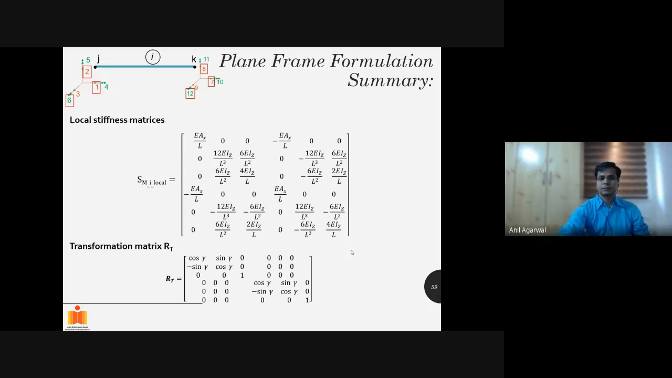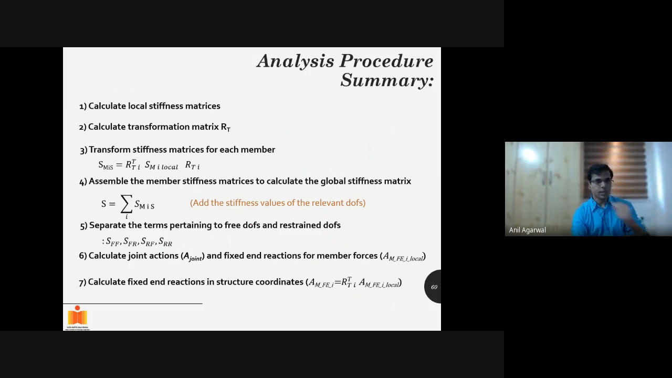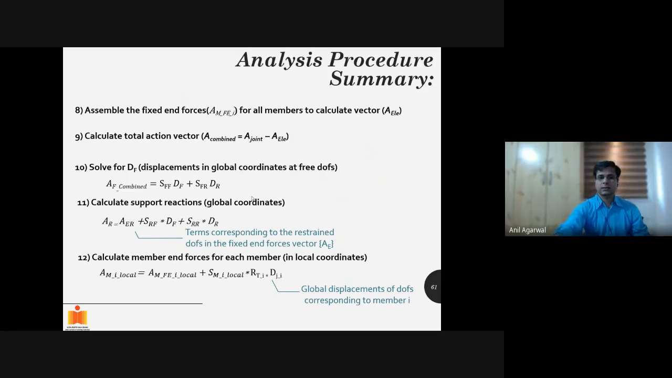In the next slides, in this process, we had used this stiffness matrix, ASM. This we had discussed already. This was the stiffness matrix for the plane frame member. This was the RT matrix for the stiffness and the vector transformation. Here, the next two slides, slide number 60 and 61, basically summarize the entire process.